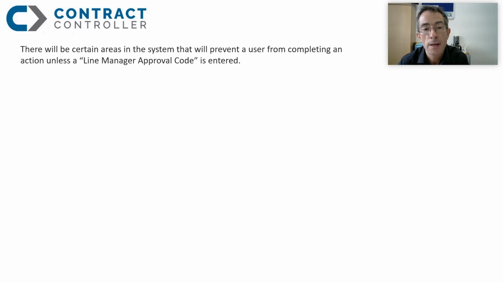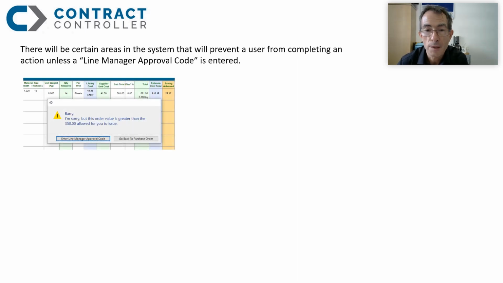There will be certain areas in the system that will prevent a user from completing an action unless a line manager approval code is entered, and in this example it's within a purchase order. The user then has the option to say yes, they're going to enter a line manager approval code, or no, go back to what they were doing.